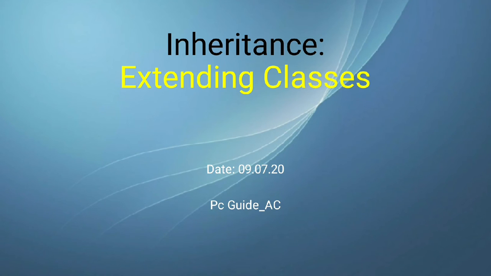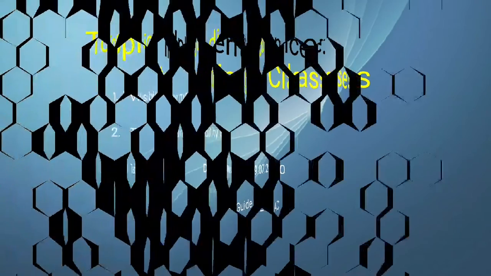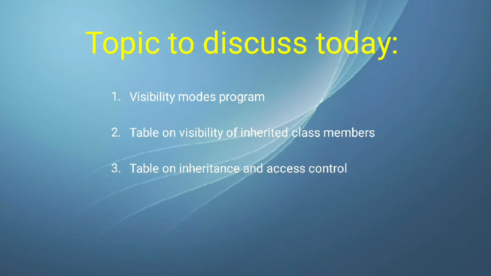Okay, so let's move on to today's class topic. Today's topics to discuss are visibility modes programs, a table on visibility of inherited class members, and a table on inheritance and access control. So let's have a look at the first one, that is the visibility modes program.